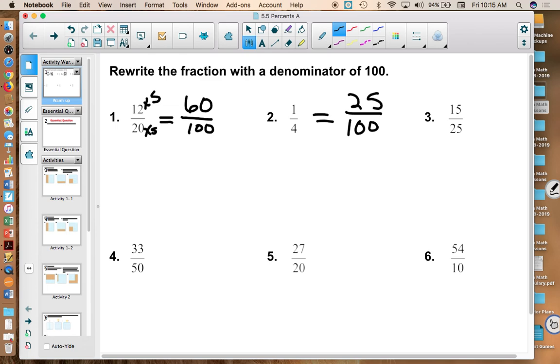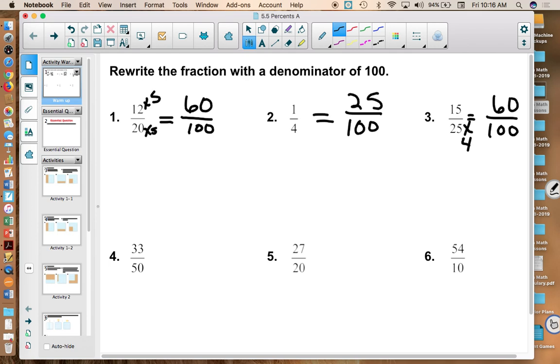What about 15/25ths? What does the numerator become if we know that our denominator has to be 100? 25 times what is 100? 4. 25 times 4. Monique, what is 15 times 4? Got your calculator? 60. It's 60. Do you guys agree with her? Yes. Monique, that's very good calculating in your head.